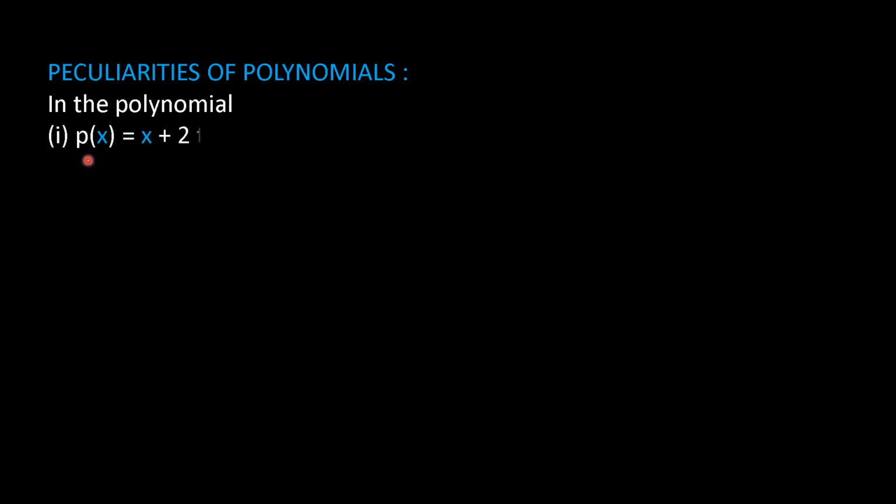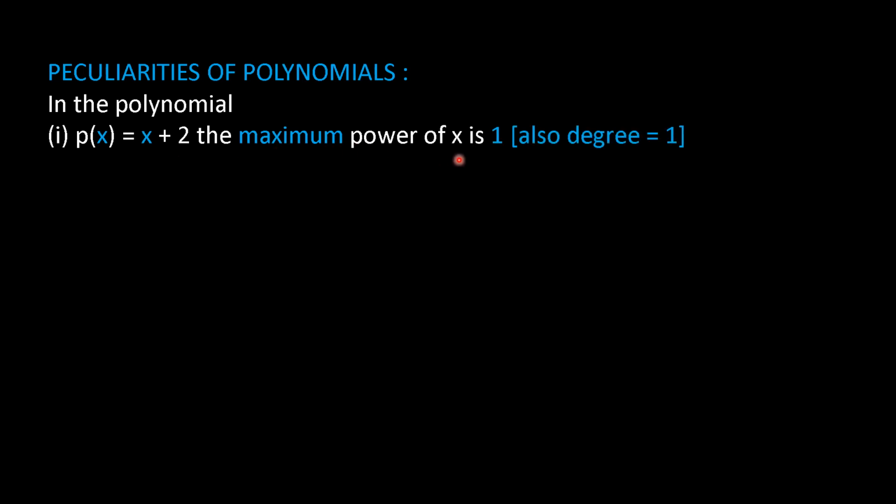Let us understand peculiarities of polynomials. In the polynomial P(x) = x + 2, the maximum power of x is 1, see here, which is also the degree of the polynomial, which is 1. Therefore, x + 2 is called a linear polynomial.